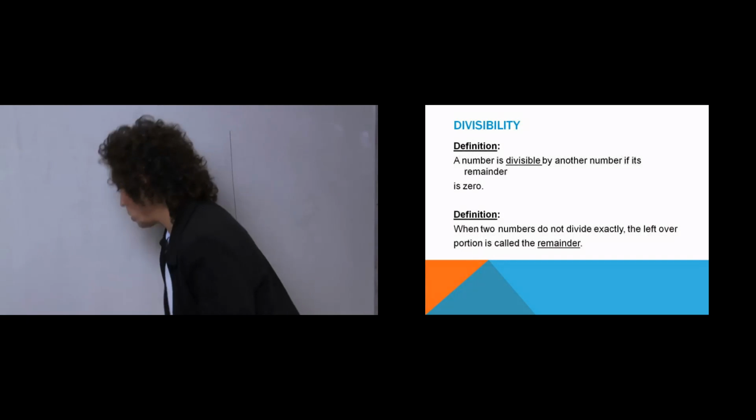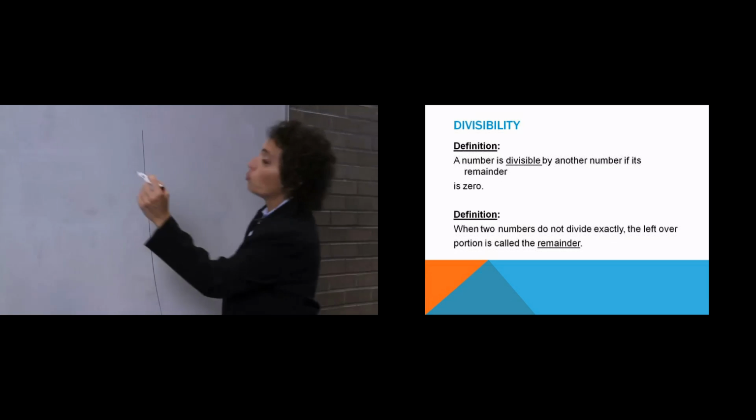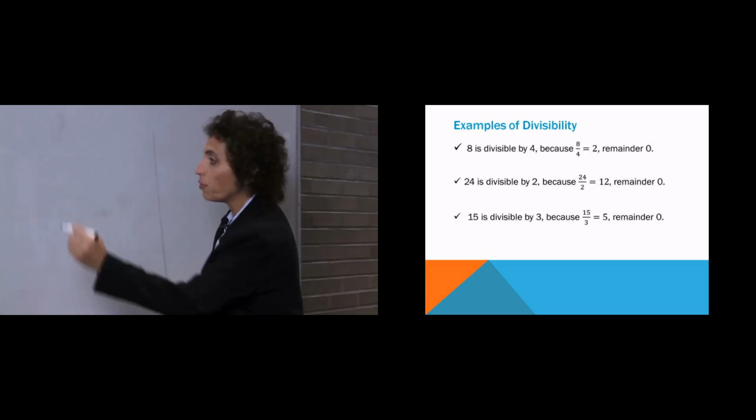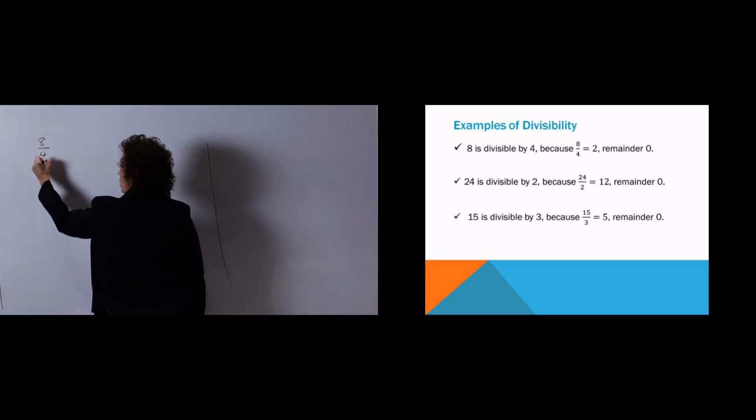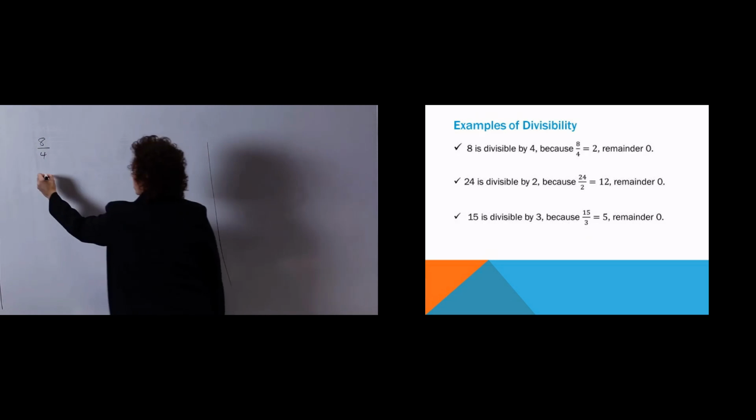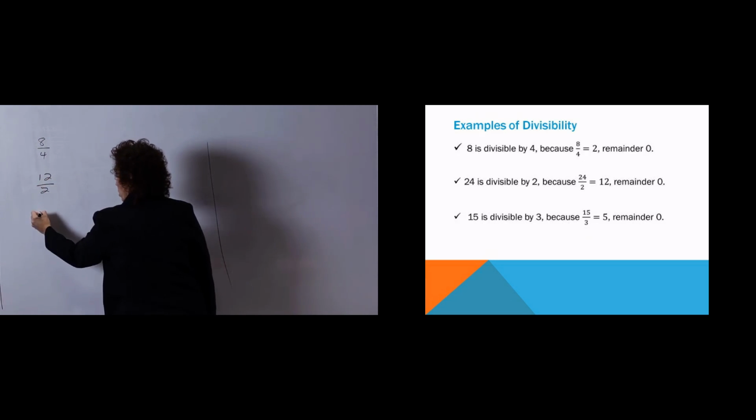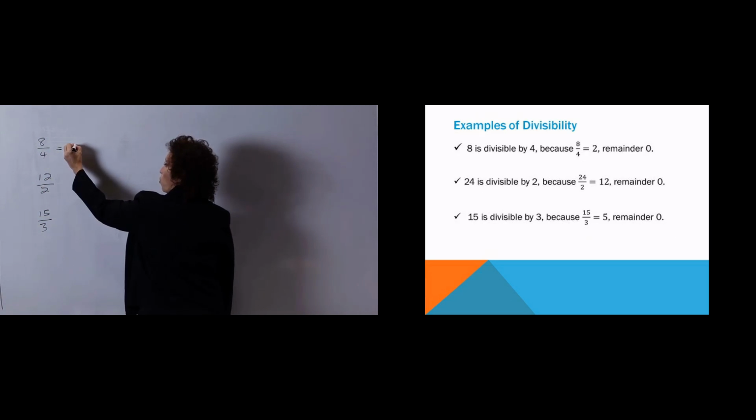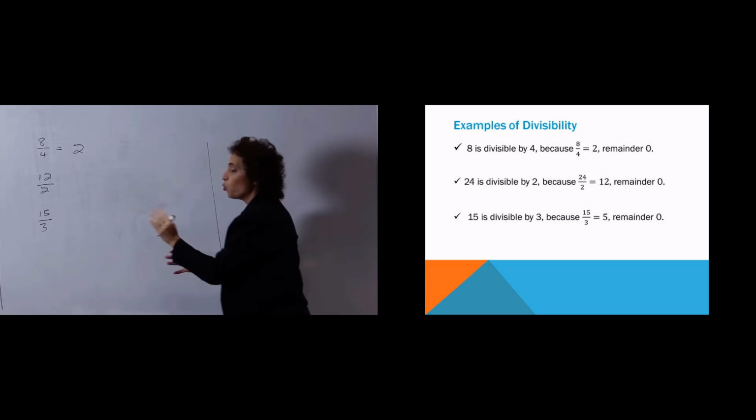Okay, so some of these examples are in your book. Let's start with, I think the first example I want to show you is 8 divided by 4. The second example is 12 divided by 2, and 15 divided by 3. Well, 8 divided by 4 is exactly, no remainder.